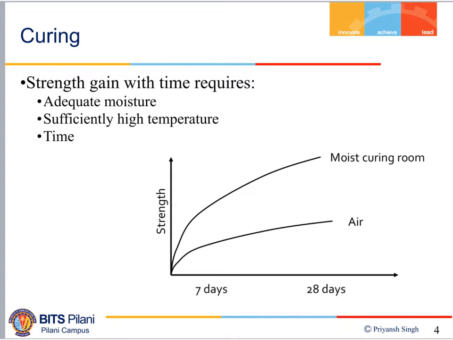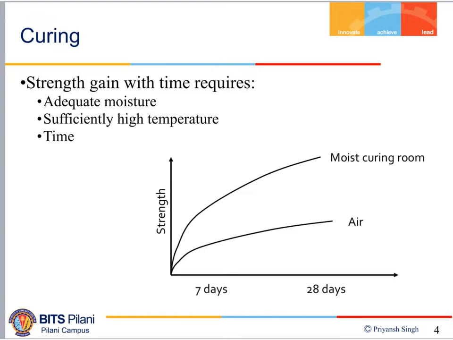The strength of the concrete changes with its curing. Now curing is the process when the hydration of the concrete goes on and it gains strength. The strength gain with time requires adequate moisture in the concrete. It requires sufficiently high temperature and time. If you see the curing process of the concrete, let's understand this by this graph.